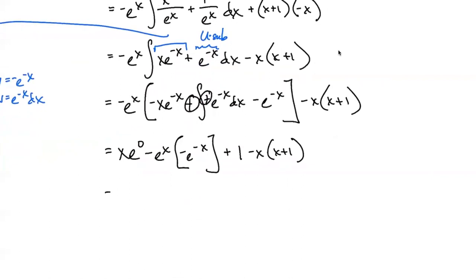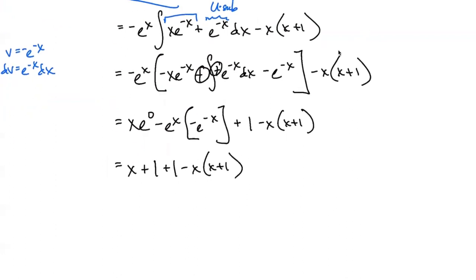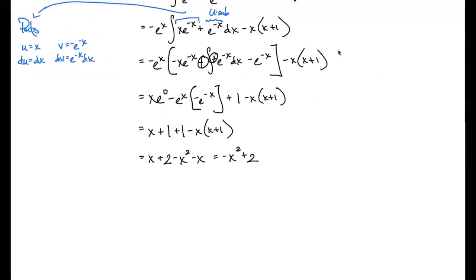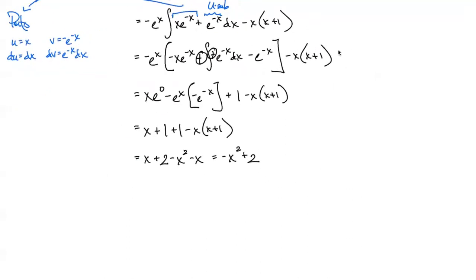All right, we are in the home stretch. Let's see what we have. We have x, we have a negative and a negative, which makes it positive. And we have e to the 0 again, so plus 1 minus x times x plus 1. We're going to end up with x plus 2 minus x squared minus x, which will give us negative x squared plus 2. Okay. I think I made a sign mistake in my first answer. So if you're looking at those notes, I'll go ahead and update those so that it reflects these changes.